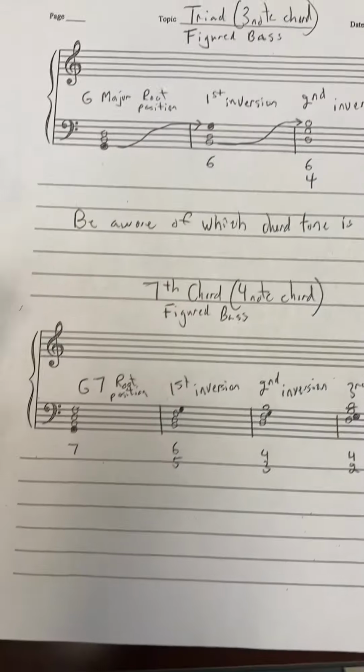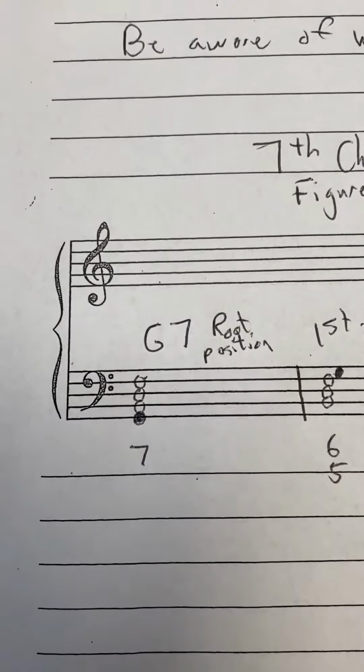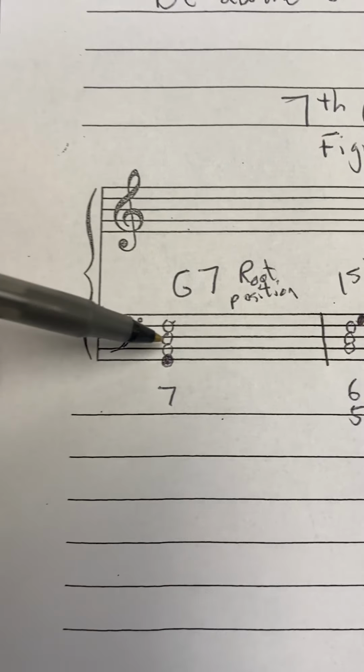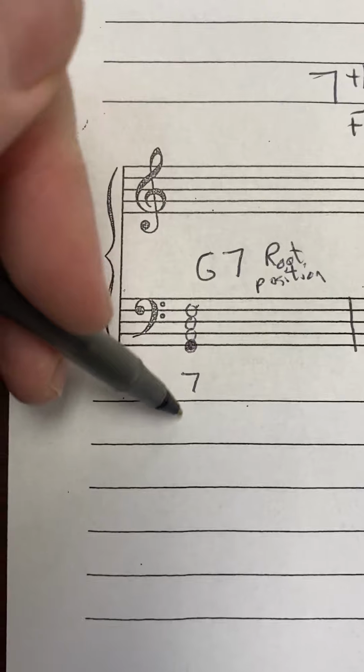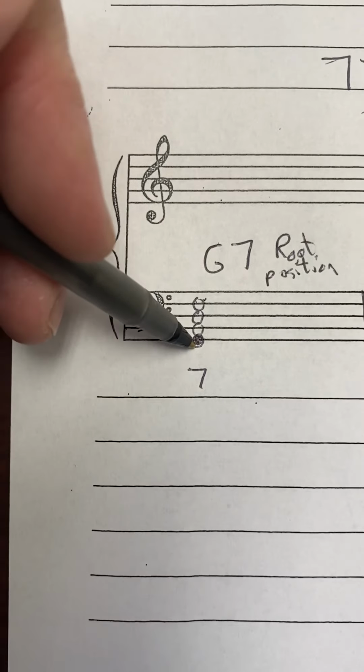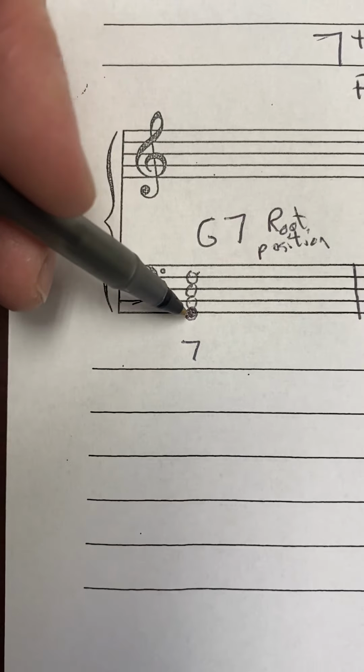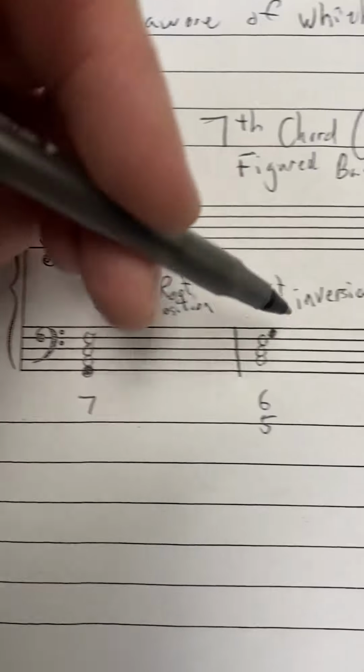Now we're up to seventh chord figured bass. I here have a G7 here, a major chord with a minor seventh above G. And if I count this, I'm going to get 3 numbers total. A seventh, a fifth, and a third if I count from here. 1, 2, 3. See? The 5, 3 are invisible.